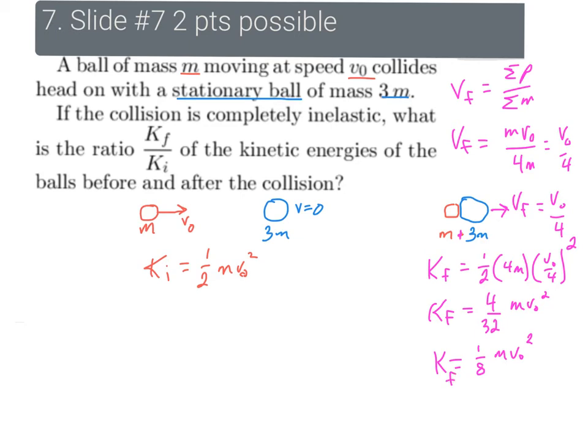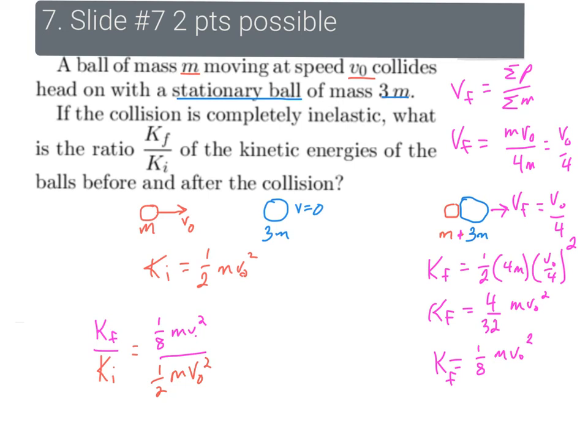So what it wants is a ratio of Kf over Ki. So Kf over Ki. Well, we know that Kf is going to be 1/8 m v0 squared. And then Ki would be 1/2 m v0 squared.